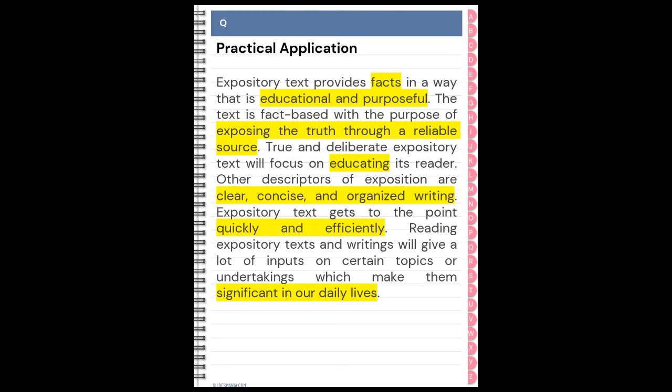Reading expository text and writings will give a lot of inputs on certain topics or undertakings which make them significant in our daily lives.